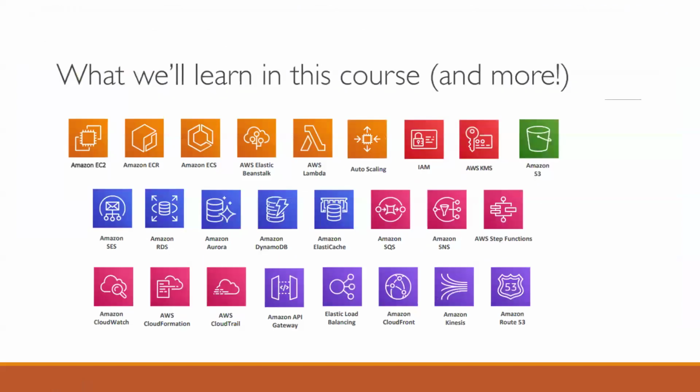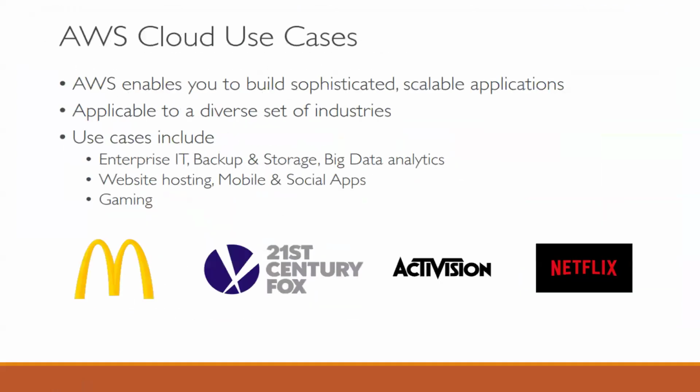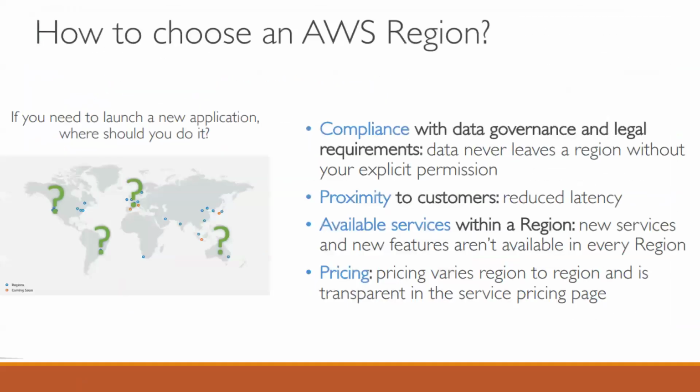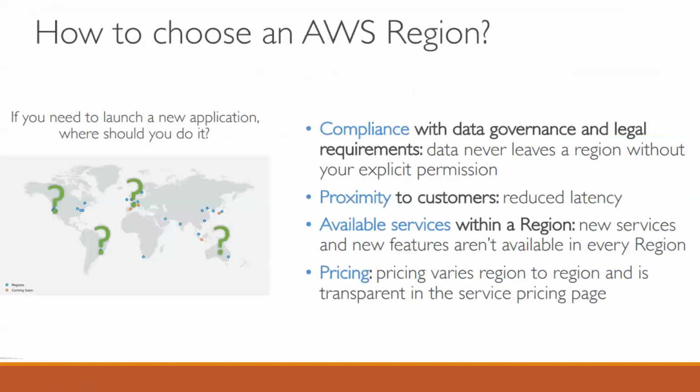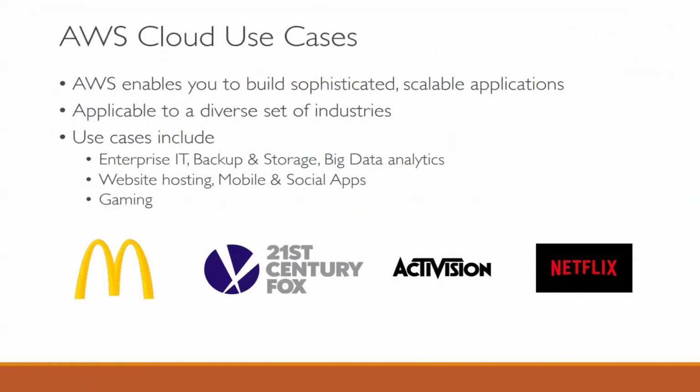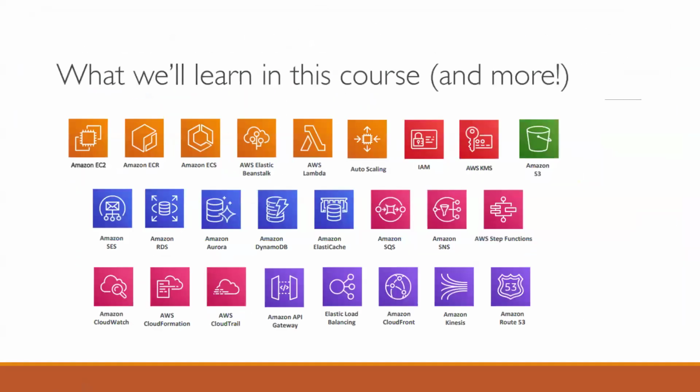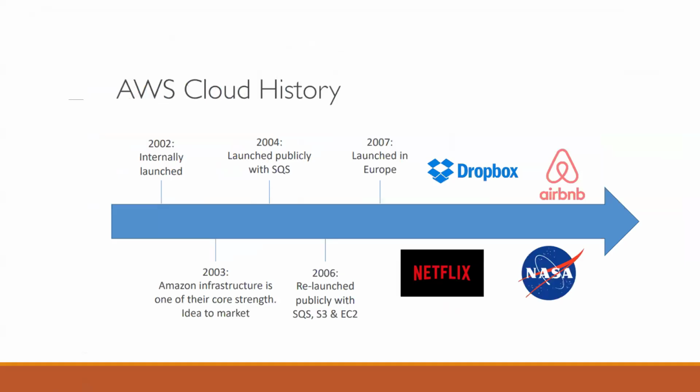So what is AWS? History, regions, availability zones. We'll discuss. You will get more clarity from tomorrow onwards.